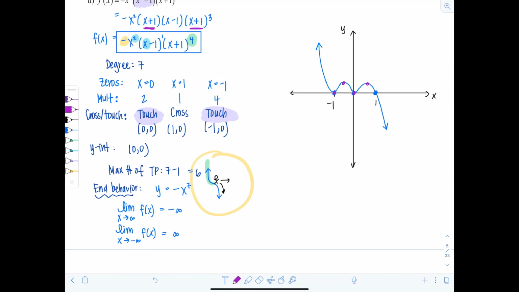Okay, so that's it. That concludes the lesson. I hope you enjoyed it. And we have more graphing fun coming your way. Next is rational functions. So we're just taking these polynomials to the next level.